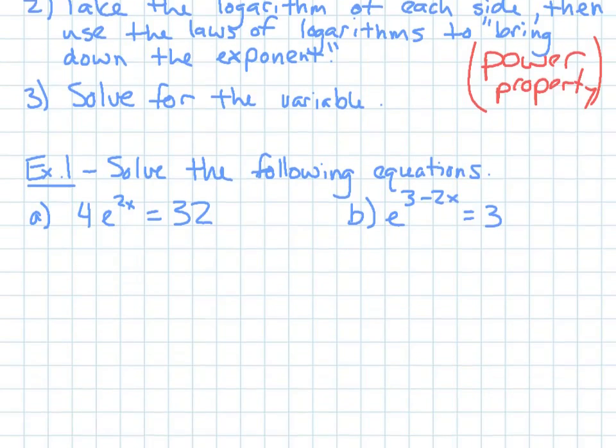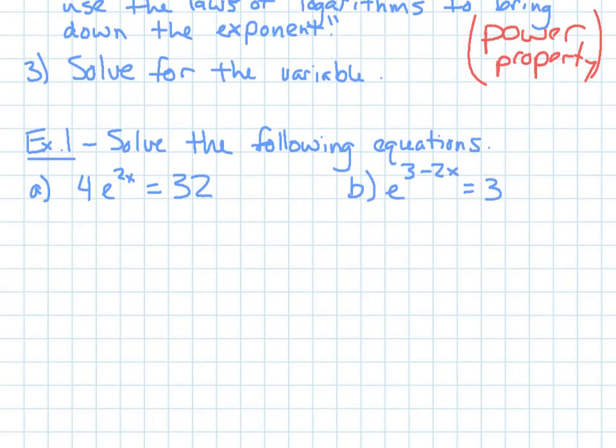So here, for example 1, letter A, to solve this, like it says, I want to isolate the exponential part, so it's base e. I need to get the e by itself basically, so I need to move the 4 over. Since 4 is multiplying e to the 2x, I divide both sides by 4, so that gives me e to the 2x equals 8.